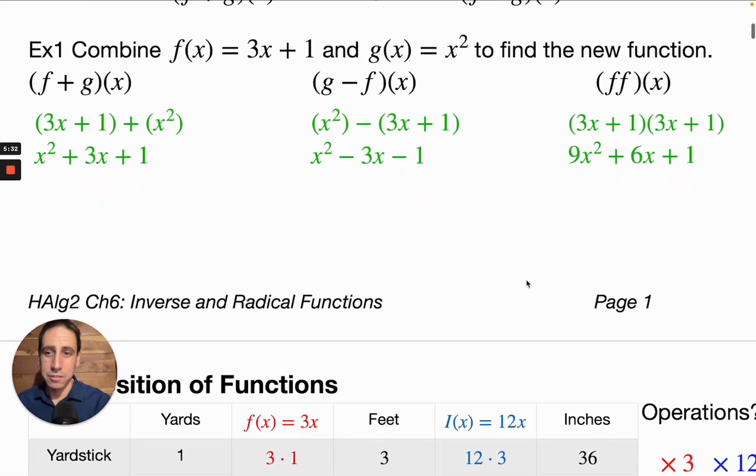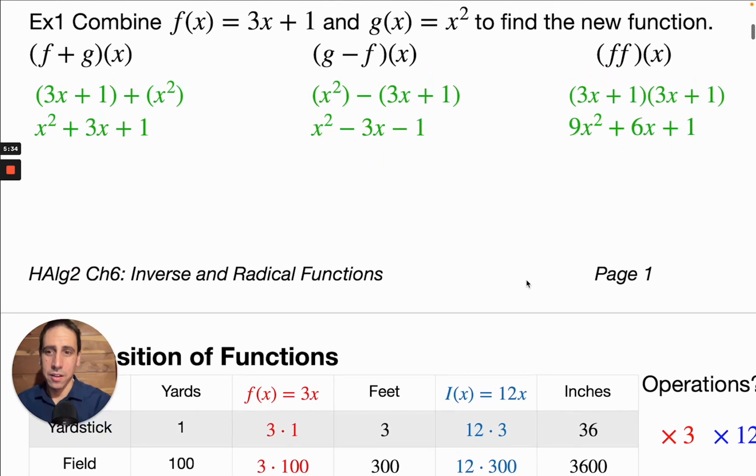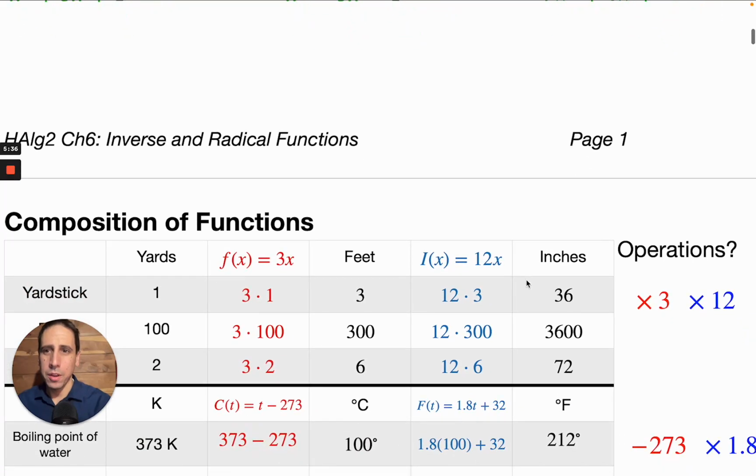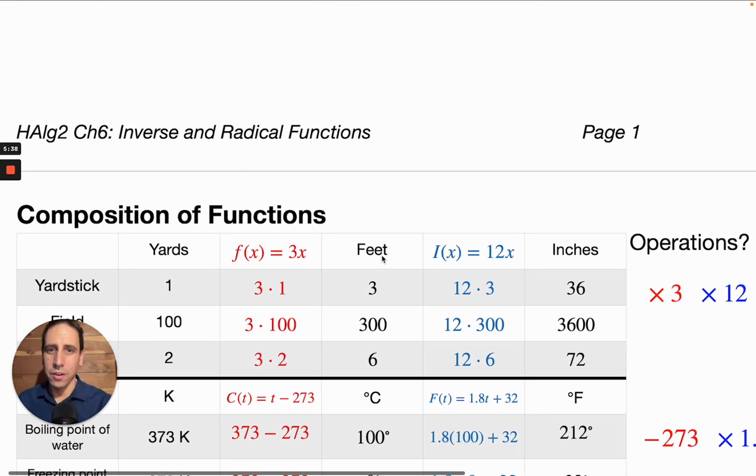Composition of functions. All right, let's check this out. What if I wanted to take a certain number of yards and turn it into a certain number of inches? Well, like a yardstick, for example. A yardstick is 1 yard. I might first turn it into feet by multiplying it by 3. So 1 yard is 3 feet. And then I'd have to turn 3 feet into inches, and I do that by multiplying by 12.